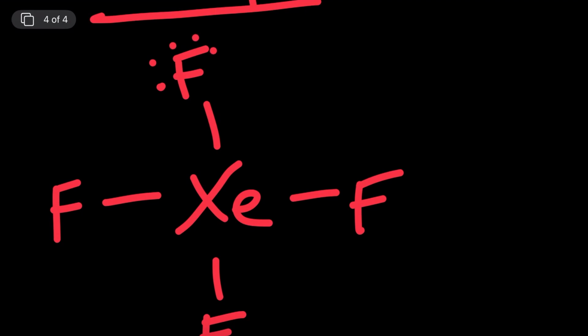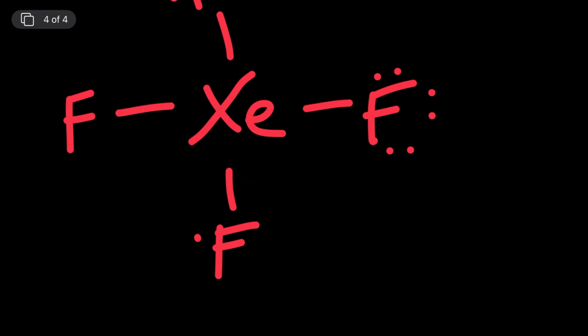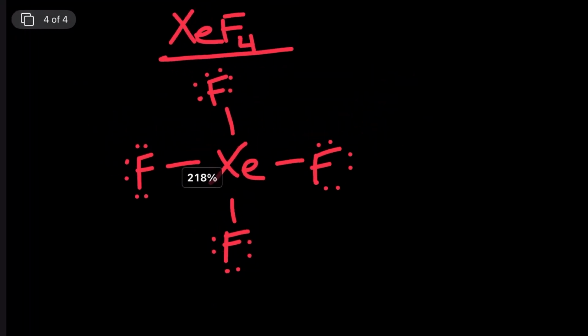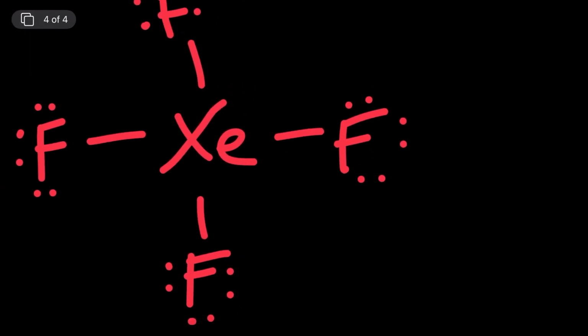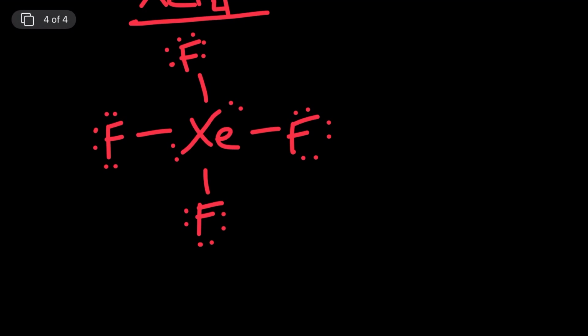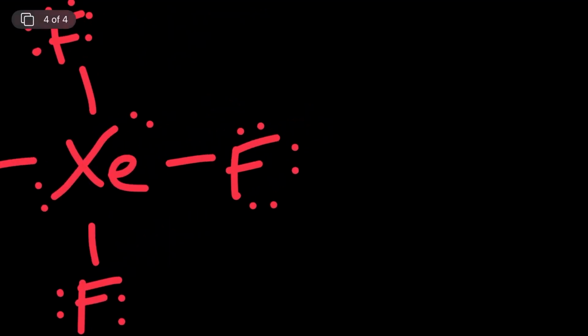And then we draw the valence electrons. And we can't forget that xenon has 8 valence electrons and it only has 4 bonds in this case. So it's going to have 4 extra electrons right here. And this is the complete balanced model of xenon tetrafluoride.